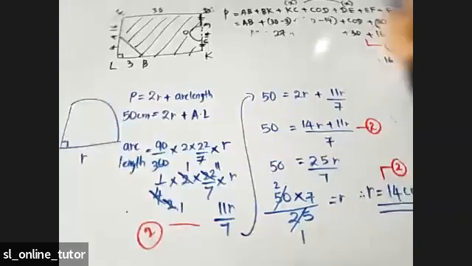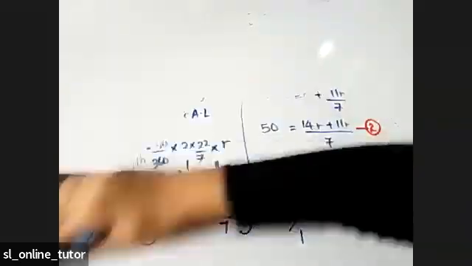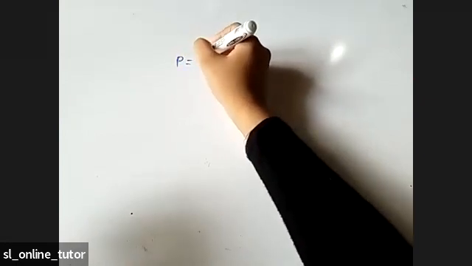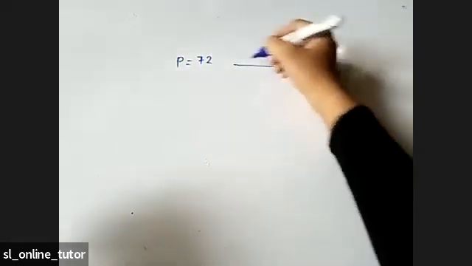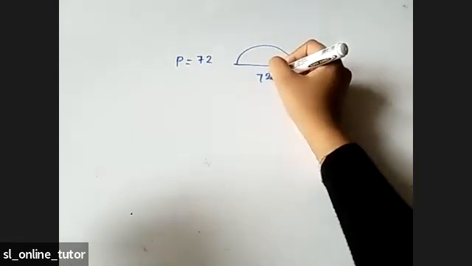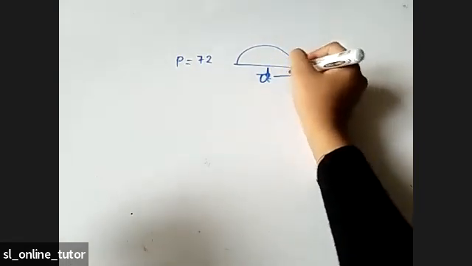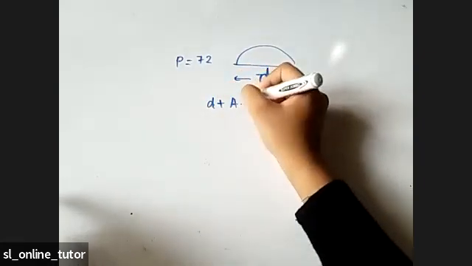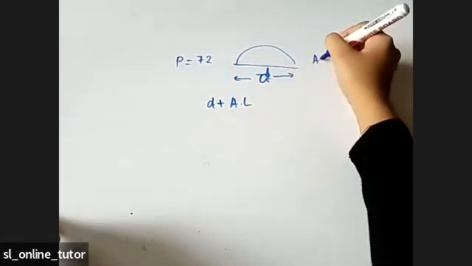Question number 12. So if we discuss fast, we can cover. Right. Question number 12. It says to find the diameter D. So it's given perimeter is equal to 72. This is the diagram given. Sorry, this is D. Perimeter means what? D plus arc length. So first we'll find the arc length.